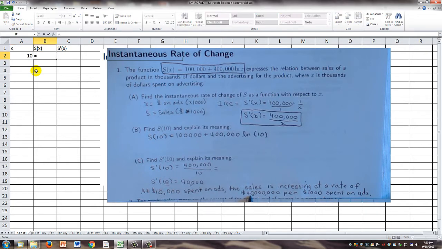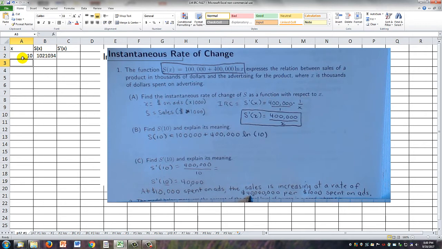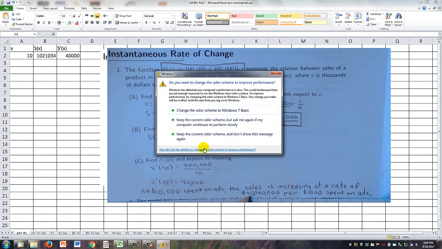And I'll put my original function in, so that would be equals 100,000 plus 400,000 times ln parentheses cell A2. And then my derivative is 400,000 divided by A2. So now I have my calculations, and so to explain its meaning, I'm going to go over here to the key, and you would want to go ahead and write it in your lab manual.